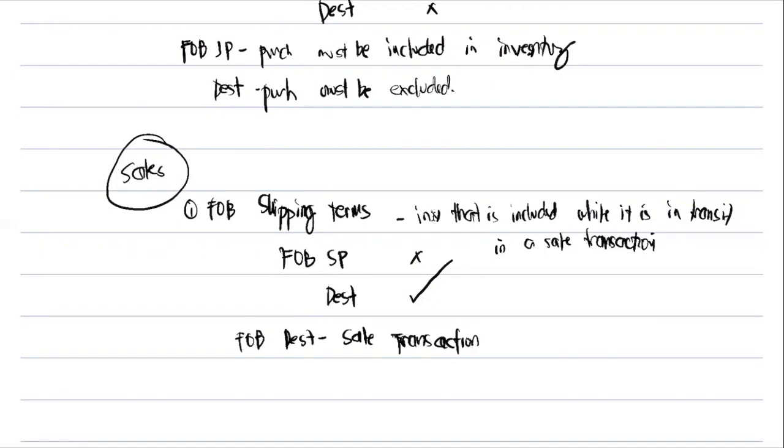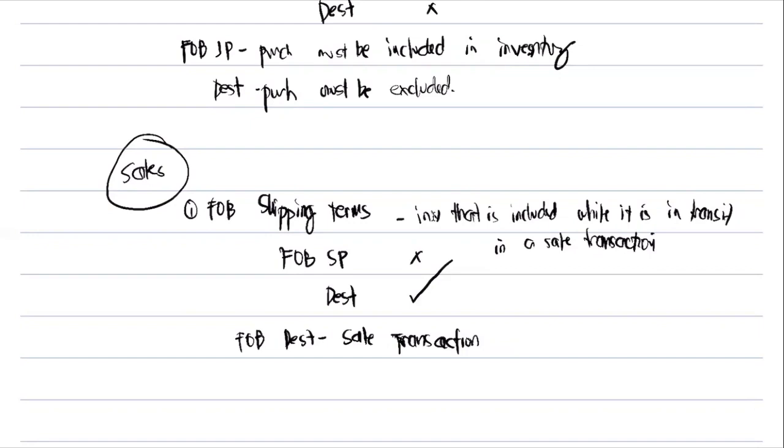How about in your purchase? In your purchase under FOB shipping terms, we need to determine what must be included. So we will only include those risks and rewards that are already provided to us as the buyer at the time of shipment or during transit. Therefore, only FOB shipping point should be included.